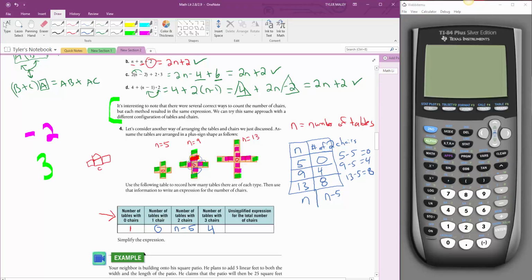Now we're looking at the unsimplified expression for the total number of chairs. So we need to go through and count. I have one table that has 0 chairs, so I'd have 1 times 0 chairs. Then the number of tables with 1 chair, I would have 0 times 1. Then I have n minus 5 tables with 2 chairs, and 4 tables with 3 chairs. So this breaks it up for 0, 1, 2, and 3.